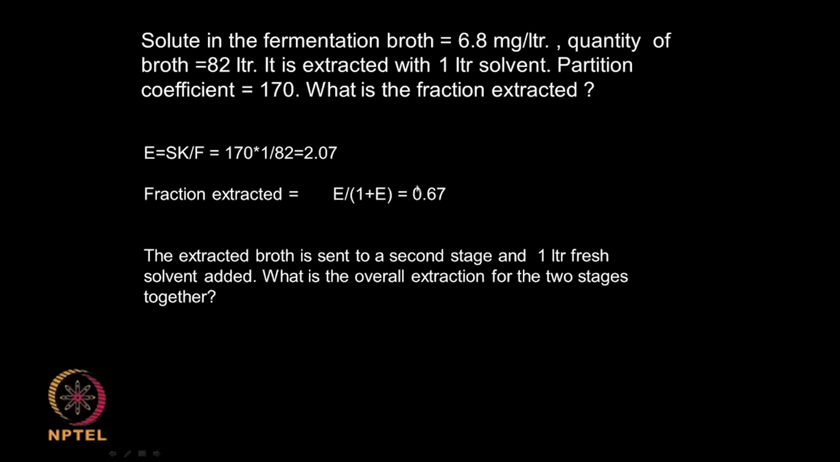Now, I am sending it to another stage, and again I am adding 1 liter fresh solvent. So, what do I do? How much is extracted? Now I have 2 stages, I am adding 1 liter in the first stage, 1 liter in the second. So, I can use the previous formula.